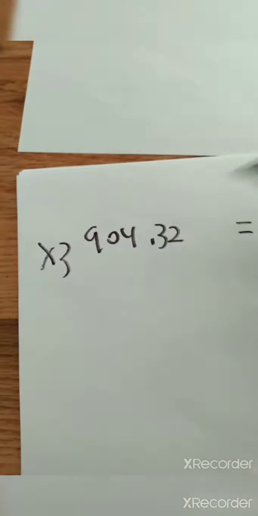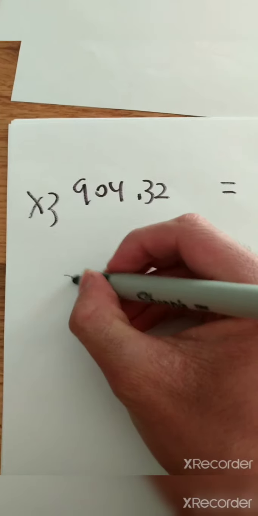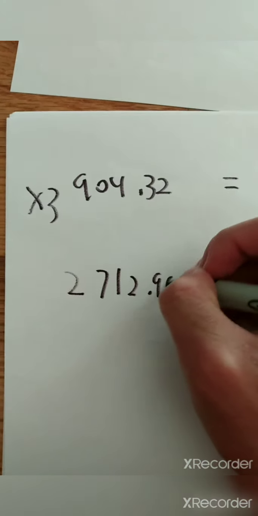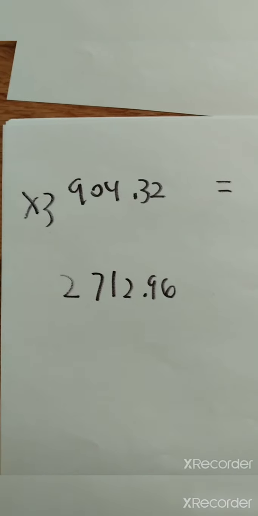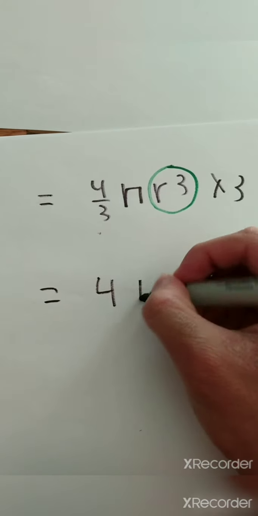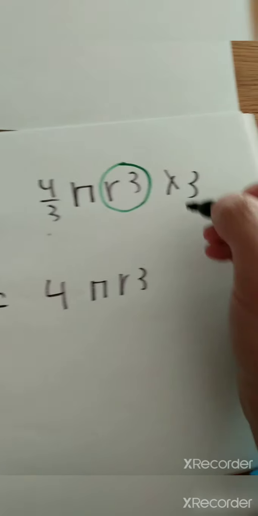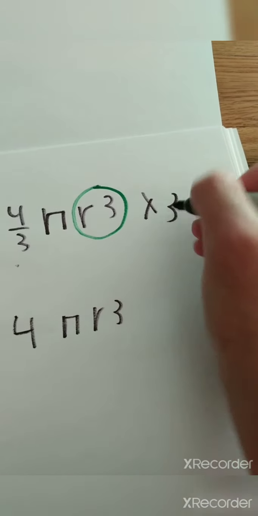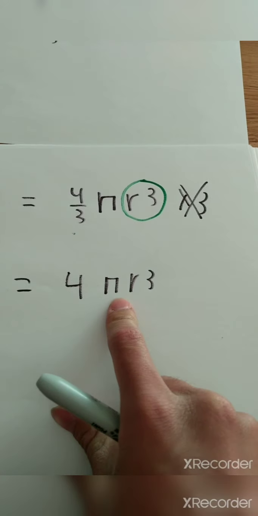So, we multiply 3 by 904.32. We're going to get an answer of 2712.96. Because the last step for finding the volume is to divide by 3. But since we're going into reverse, the opposite is multiplying by 3. Then we get this answer, and that would equal 4 pi r cubed. We no longer see that 3 anymore because we have one step ahead of getting that r cubed alone.